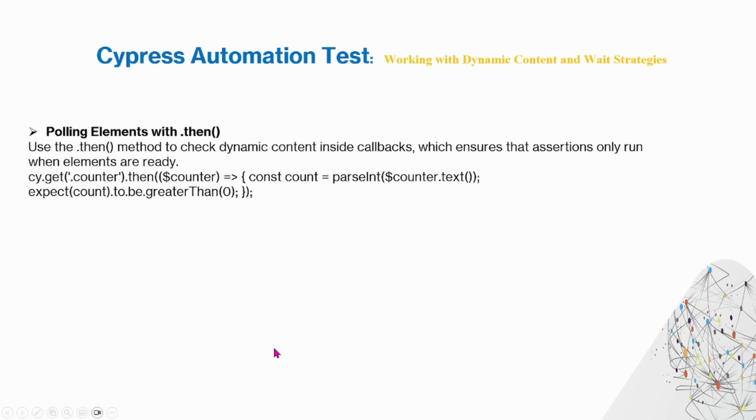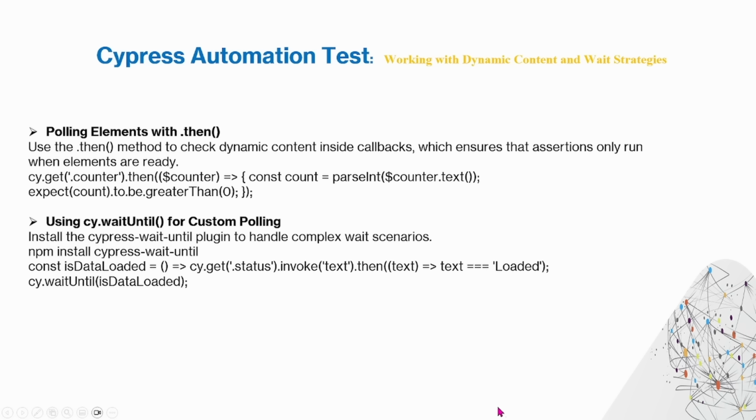You can also poll elements with the then command. Use the .then method to check dynamic content inside callbacks, which ensures that assertions only run when elements are ready. And you can do that using this command here. You can also use Cypress wait until for custom polling. Install the Cypress wait until plugin to handle complex wait scenarios, and this is an example of that.